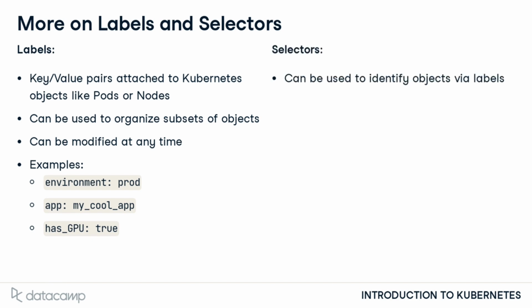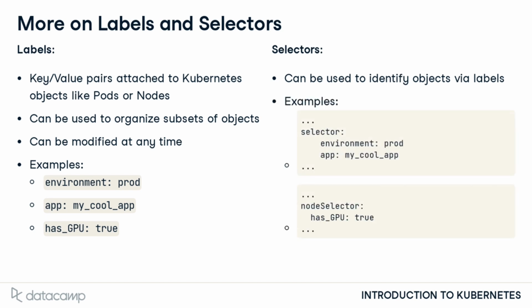We use selectors to identify objects using these labels. For example, we could use the has_GPU label to schedule a pod that needs the compute power of a GPU on a respective Kubernetes node.